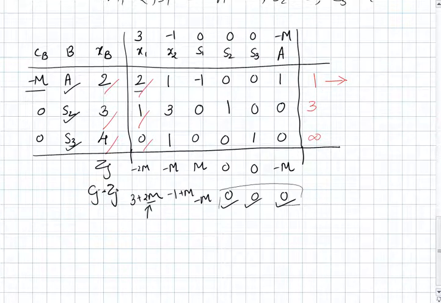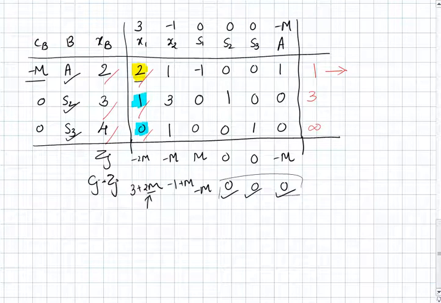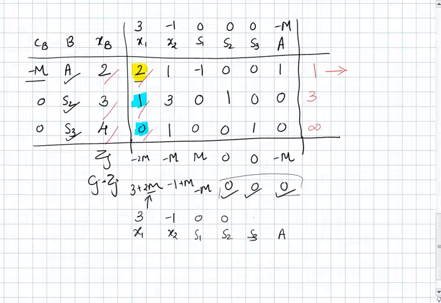So we have to make this quantity 1, and the other quantities in the same column must be made 0, meaning this and this must be made 0. To do that we will apply the row reduction process. So let's start a new table. First of all we will make a table x1, x2, s1, s2, s3, and their coefficients: 3, minus 1, 0, 0, 0.